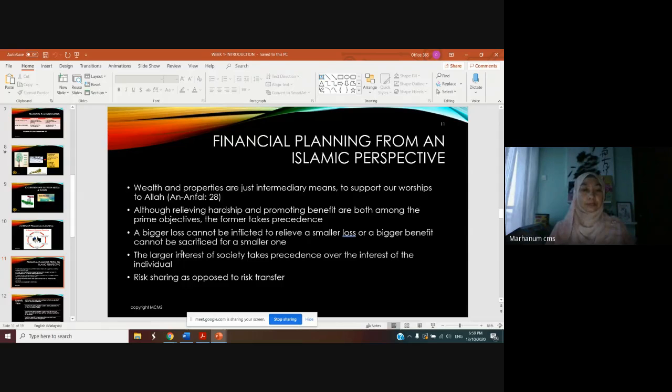Okay, so for financial planning, if we do not plan it properly in a single family, then it becomes a bigger family, and after that the society will fall to the poverty level if their financial aspect is not managed properly. And then risk sharing as opposed to risk transfer. These are among the concepts practiced in financial planning. So risk sharing in takaful and risk transfer in conventional insurance. So we are encouraged to practice risk sharing in takaful.